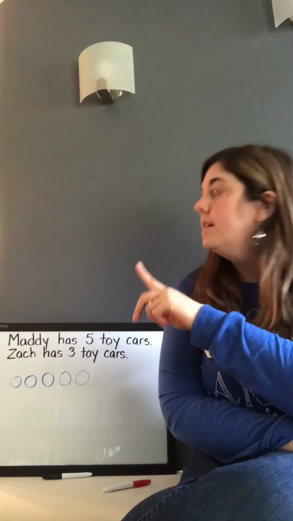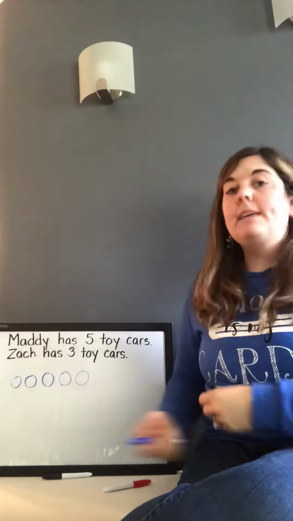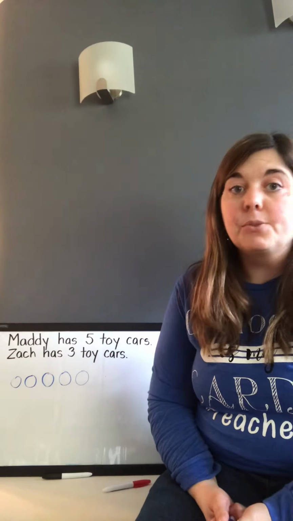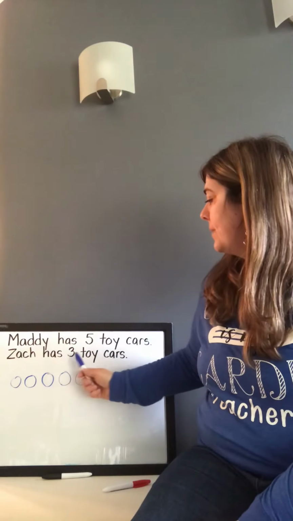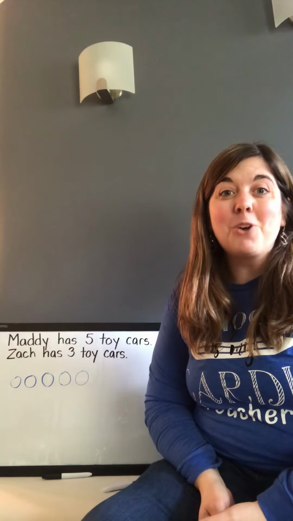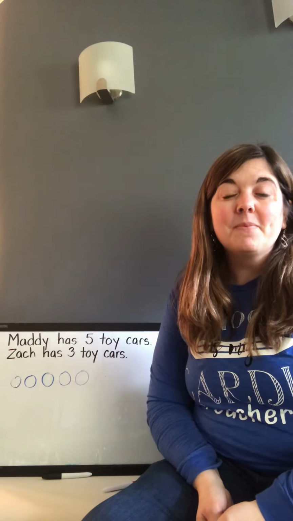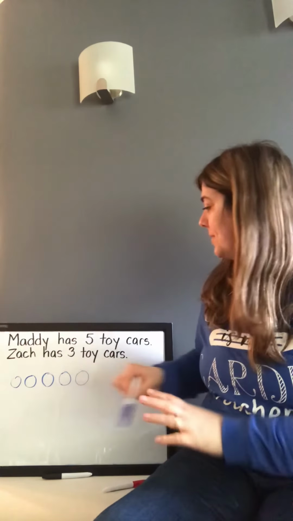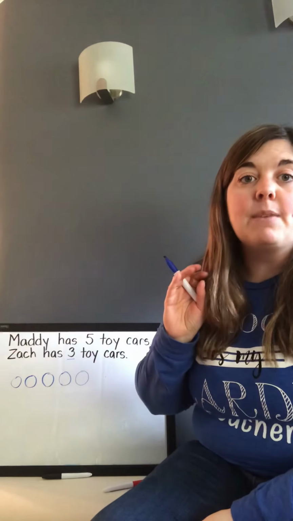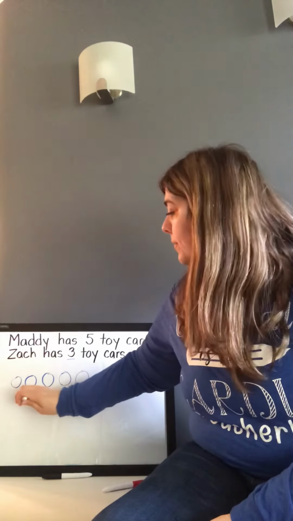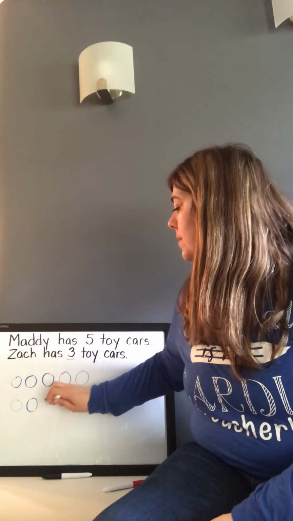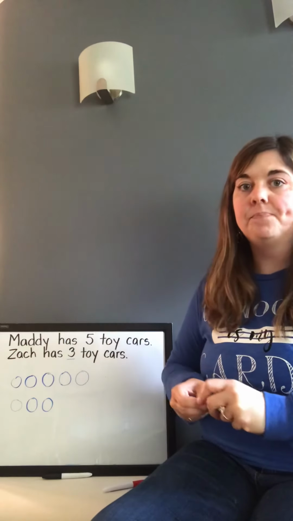All right, now that you have your 5 circles drawn, we need to see how many circles we need to draw for Zach's toy cars. So it says Zach has 3 toy cars. So how many cars do we need to draw? You got it, we need to draw 3. It says 3 right here. So we didn't take cars away, we're adding more cars, so we need to draw 3 more. So 1, 2, 3 for Zach's cars.